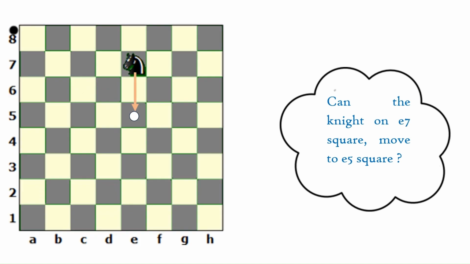Can the knight on E7 square move to E5 square? No. It cannot move like that. It has to be L-shaped.